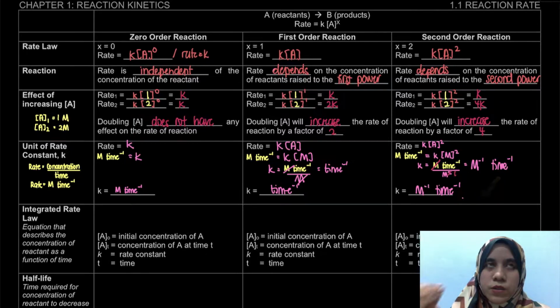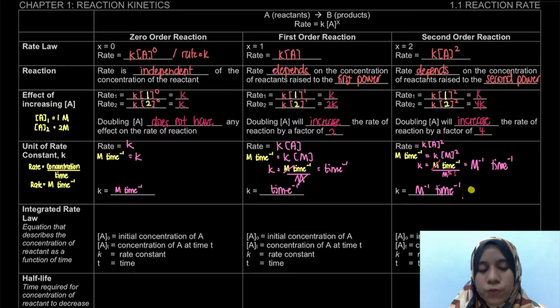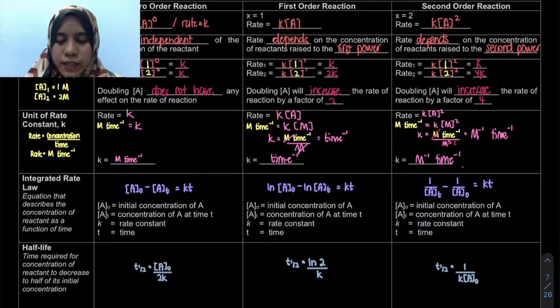You just have to start from the rate law itself, where rate is equal to K for zero order, and then substitute the units. So you can get it easily. Okay, now this is where you have to memorize the formulas. This is the integrated rate law. How do we get here? There are integration steps, but you don't have to memorize them. What you have to memorize is the formula and how to use it.